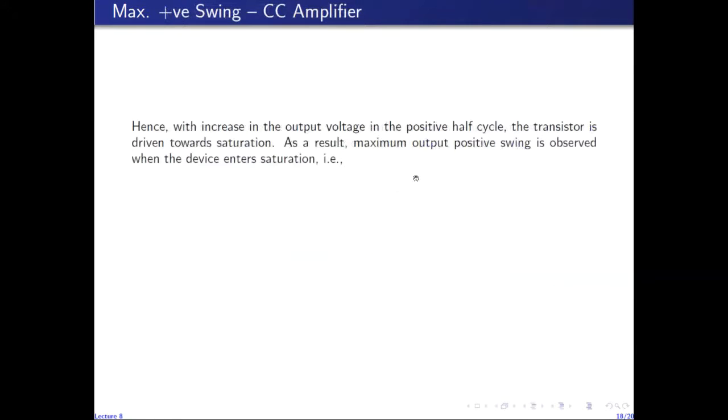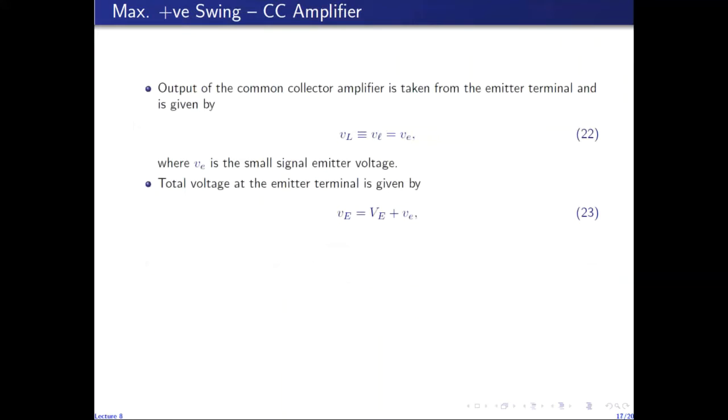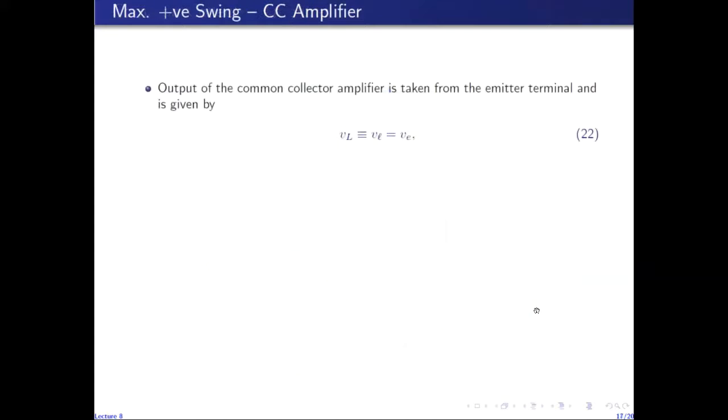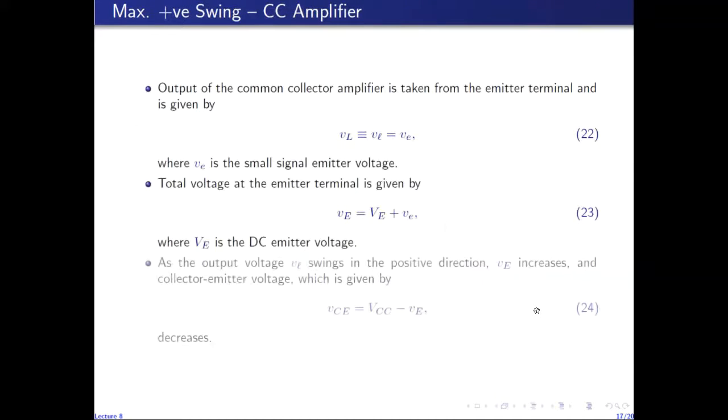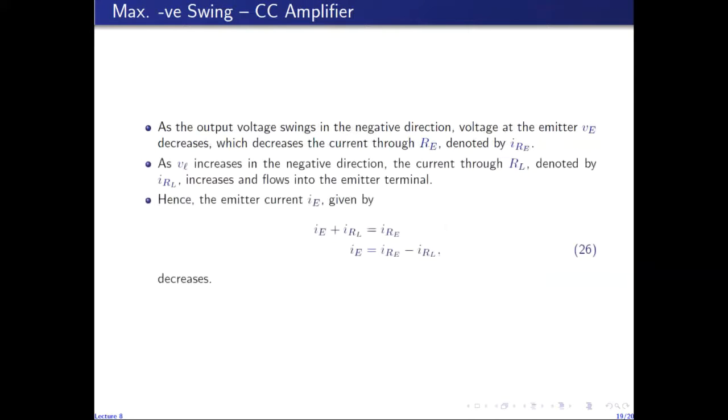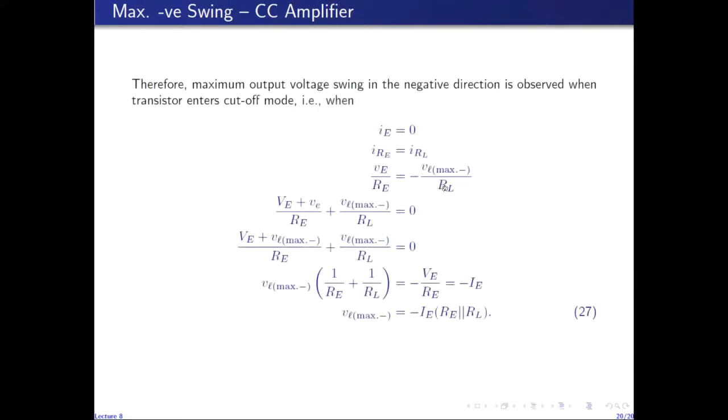So let me go back to the circuit. VL over RL will give me the current flowing downwards. But since I'm considering the current flowing upwards, that will be minus VL over RL. That is why I've represented the current through RL with minus VL over RL, because the current through RL is flowing upwards. And under this condition, VL is denoted by VL maximum negative, because under this condition, we observe the maximum negative peak of the output voltage.